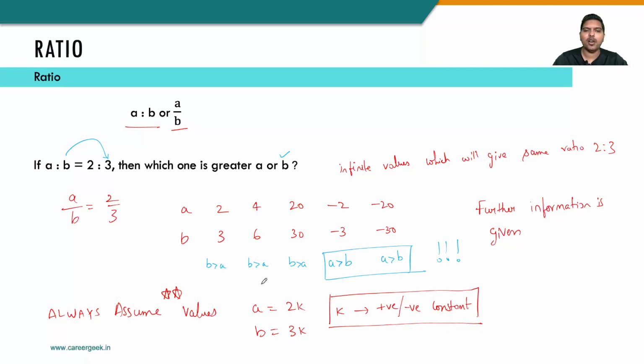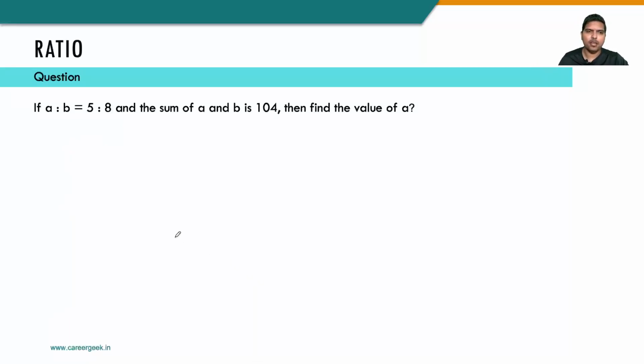Now we'll see how assuming these values with a constant can solve the question so easily. If A is to B is 5 is to 8 and the sum of A and B is given, they will always give you a condition to find that constant. That is for sure, right?